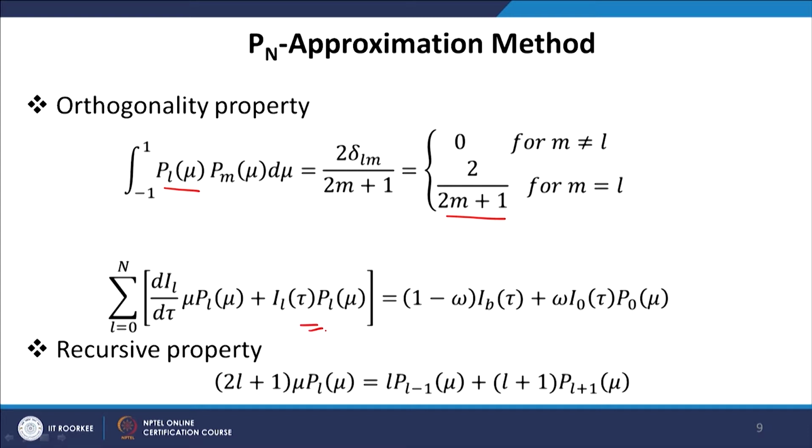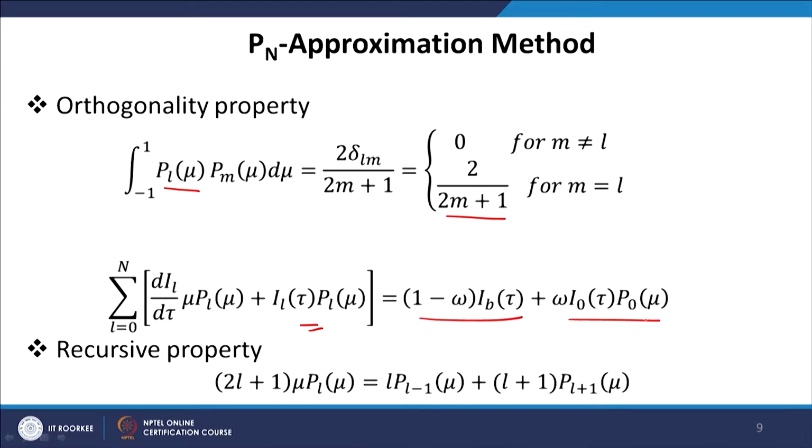So, d summation L is equal to 0 to n, dI_L by d tau times P_L of mu, plus I_L tau P_L of mu, and on the right hand side, 1 minus omega I_b tau plus omega I_0 P_0 of mu. Now, this is under the assumption that we have an isotropically scattering medium and intensity is a function of tau and mu. So, we have reduced the integro-differential equation into a simple differential equation.